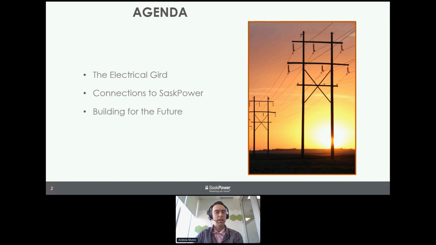Okay, so today we're going to talk about the electrical grid, just some kind of basics, and just to help make sure everyone's on the same page and we understand what we're talking about. We're going to talk about connections to SAS Power, so talk about what our interconnections are with our neighbors and what those look like, and then building toward the future. So what are we doing? What are SAS Power's plans to manage the challenges that we have today, and how can transmission help manage some of those changes?